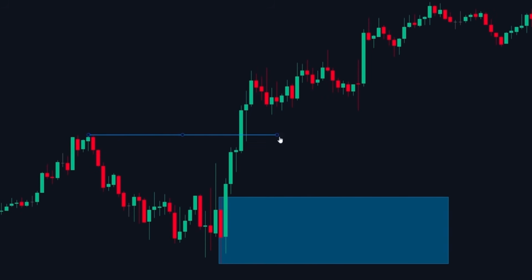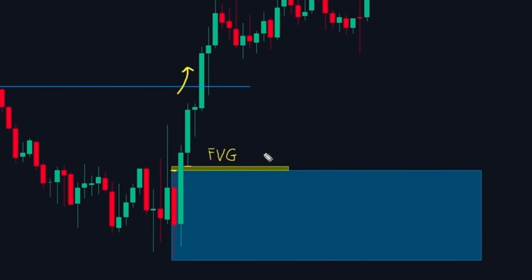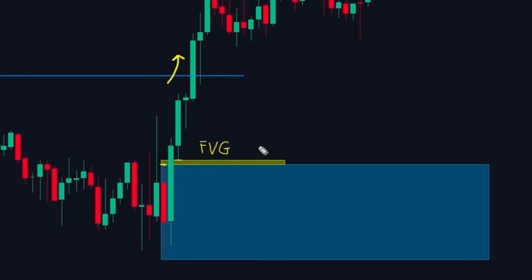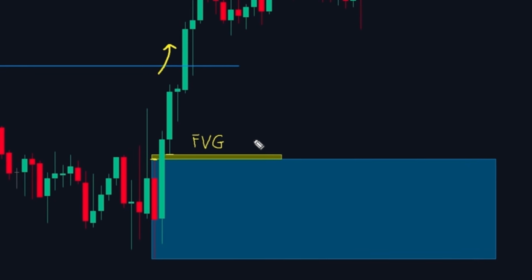But you need confirmation. Look for structural confirmation through change of character or break of structure after the order block forms. Here's our break of structure, confirming the shift from bearish to bullish control. The second confirmation is a fair value gap, immediately following the order block and extending beyond its boundaries. This FVG shows institutional urgency and strength, creating momentum. Both confirmations present, then you've found the perfect order block.